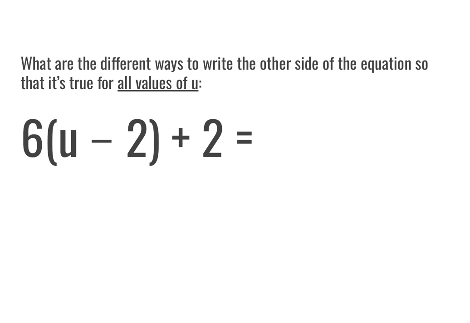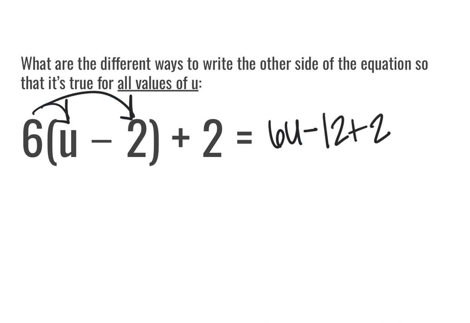What are the different ways to write the other side of the equation so that it's true for all values of u? Well, we've already discussed that if we want the equation to be true for all values, then we need to have equivalent expressions on both sides. So what can we do to create equivalent expressions on both sides? So what I'm going to do is I'm just going to distribute, okay? So that's going to give me a 6u minus 12 plus 2. Now, I could write it this way because this is an equivalent expression, right? I could also write it as 6u minus 10.